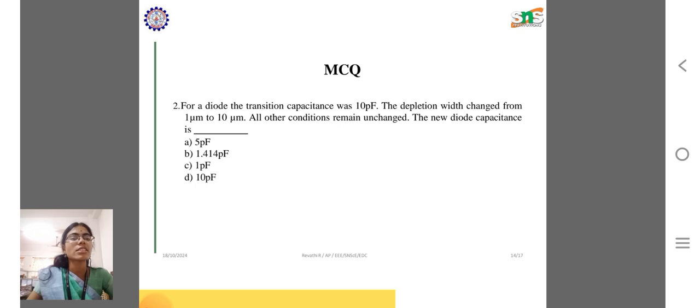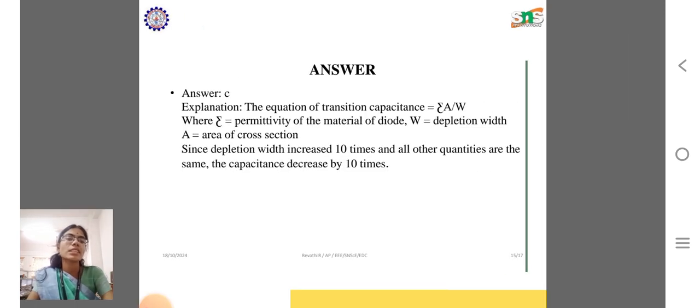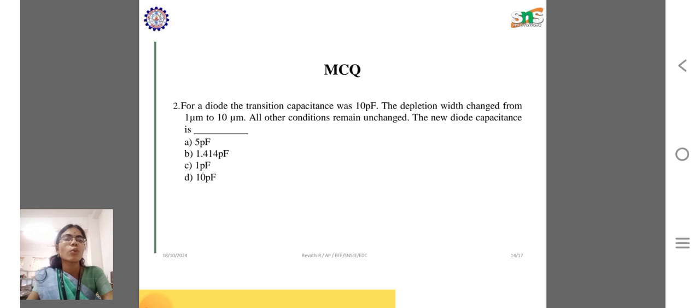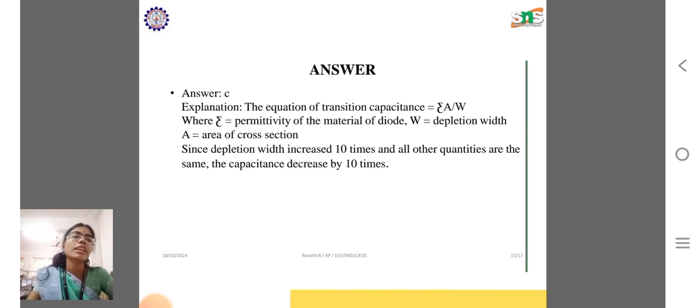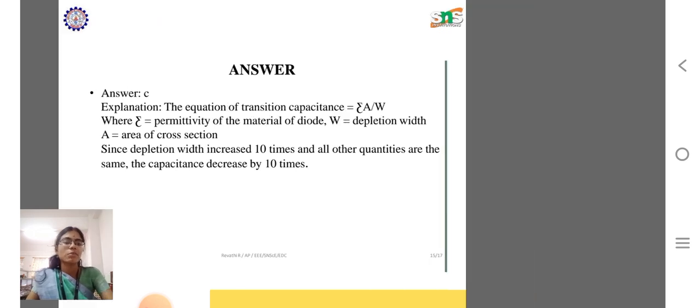And the second question is: for a diode, the transition capacitance was 10 picofarad. The depletion width changed from 1 micrometer to 10 micrometers. All other conditions remain unchanged. The new diode capacitance is, the answer is C, 1 pF. From the equation of transition capacitance, since the depletion width increases 10 times and all other quantities are the same, the capacitance decreases by 10 times.